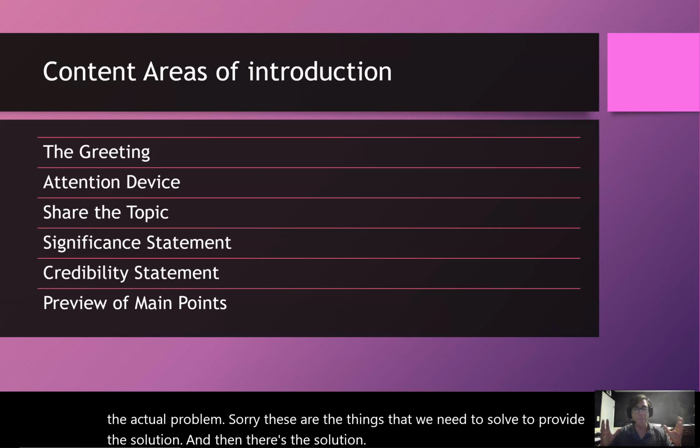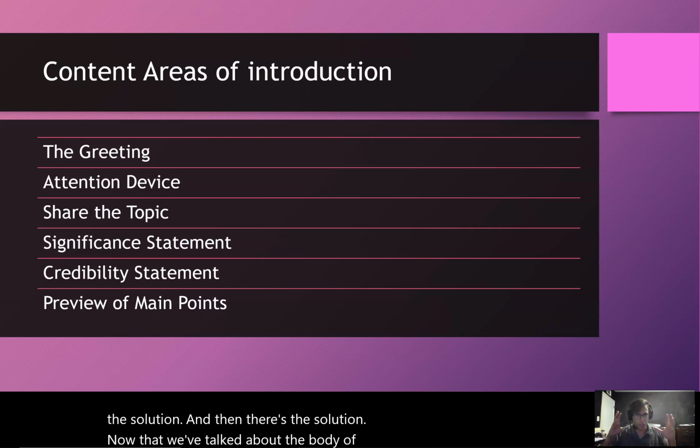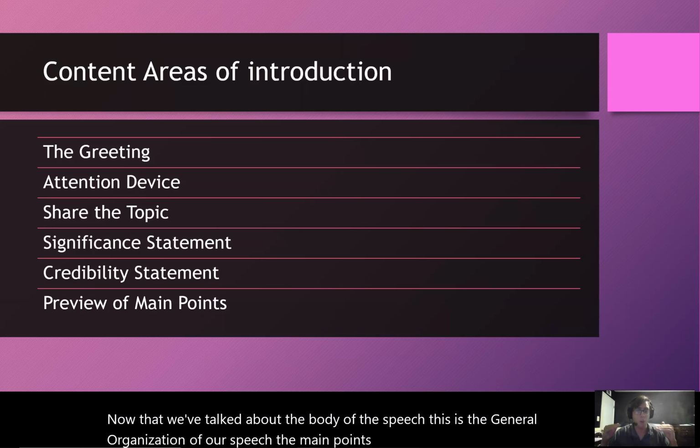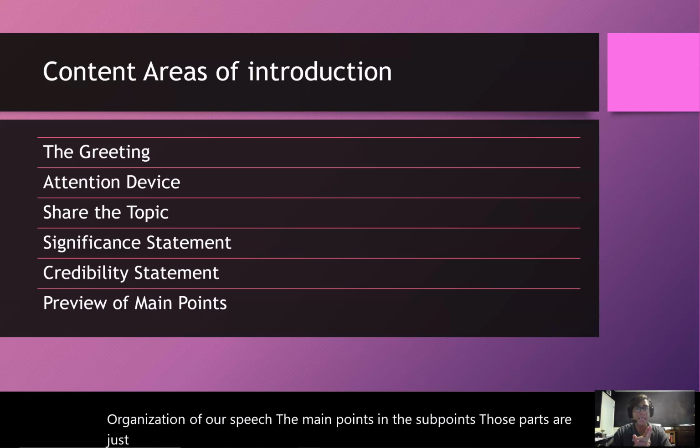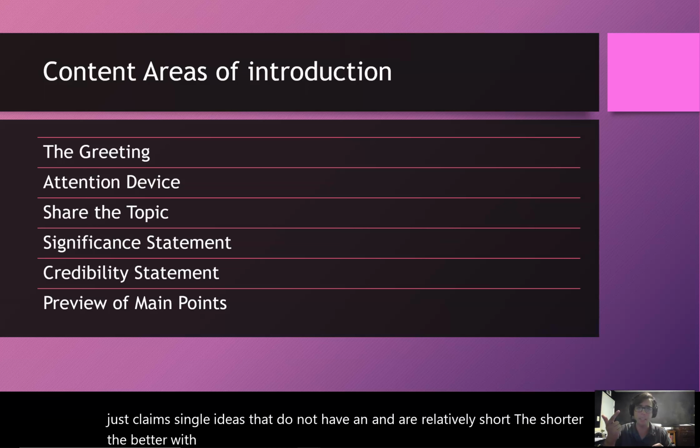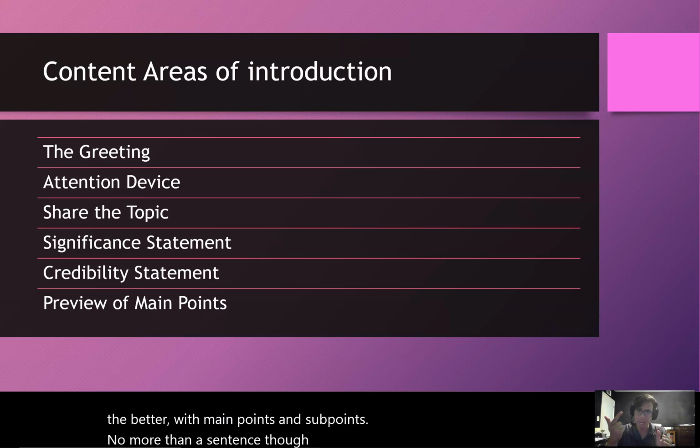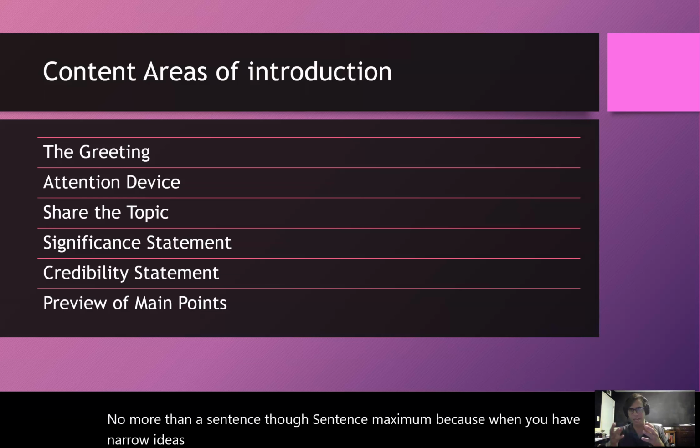Now that we've talked about the body of the speech, this is the general organization of our speech, the main points and the subpoints. Those parts are just claims, single ideas that do not have an "and" and are relatively short. The shorter the better with main points and subpoints. No more than a sentence, though. Sentence maximum, because when you have narrow ideas, then, because there are not as many words, therefore it is a clear idea of what you're talking about.